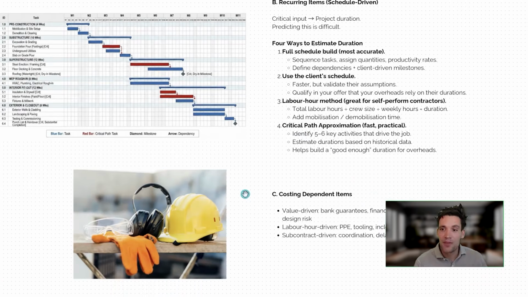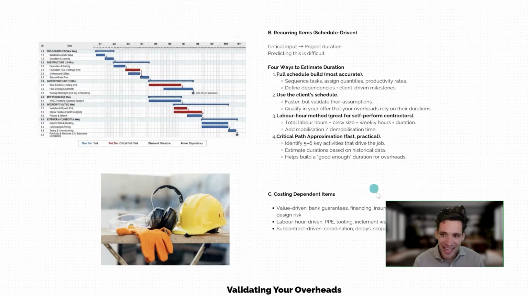Now, the final bucket of overhead costs, again, are going to be related to different variables within your project. Total project value is going to drive the cost of your bank guarantees, any cash flow financing, insurances, contingency, or design risk. Total labor hours you have for the project is going to drive your PPE costs, your small tooling costs, and your allowance for inclement weather. Coordination delays, scope gaps, procurement risk is going to be driven by the total value of your subcontract. So through the estimating process, you should calculate these key variables.